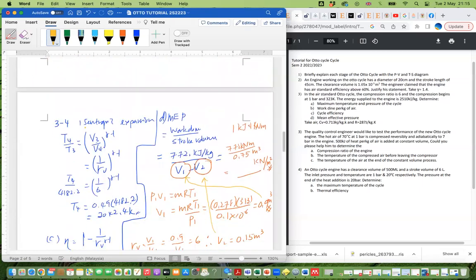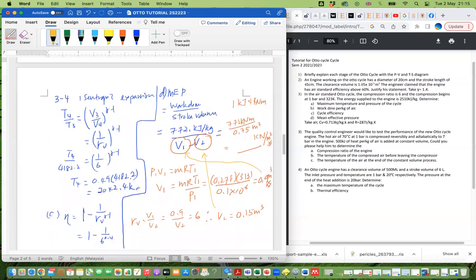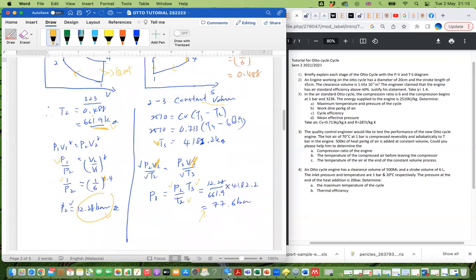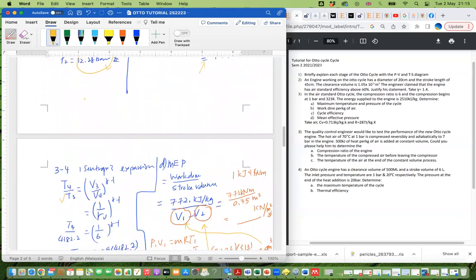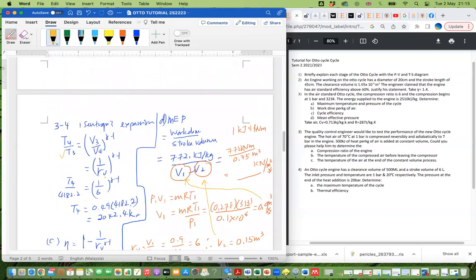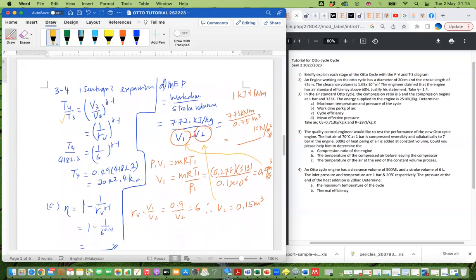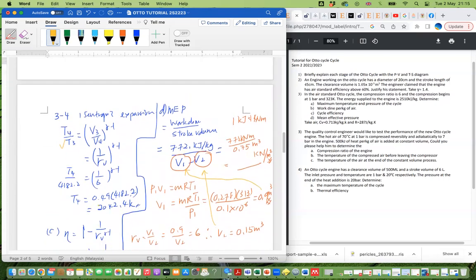Continue with 3 to 4, isentropic expansion. We use the isentropic equation, since we have T3, and we know that V3 over V4, actually the length here, they are the same. It's common sense, it's in the piston. So we just plug it in and we're able to find our T4. Your question is, where is your work done?